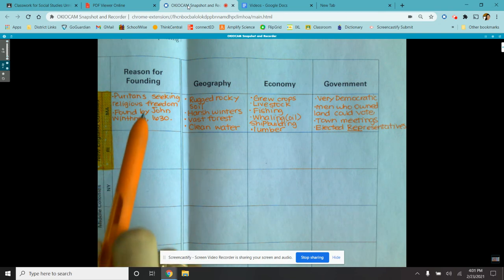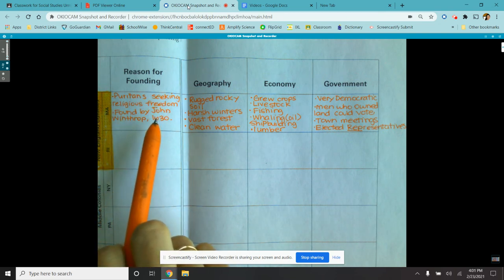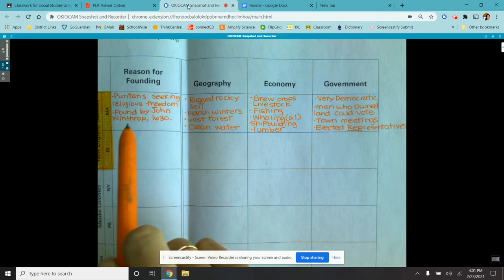All right, so if we look at our chart, let's look at what we have of all of our points. The reason they were founded: Puritans seeking religious freedom. It was founded by John Winthrop in 1630. The geography is rugged, rocky soil, harsh winters, vast forests, and clean water. The economy was based on crops, livestock, fishing, whaling, shipbuilding, and lumber. And the government was very democratic. Men who owned land voted. There were town meetings, and they had elected representatives.